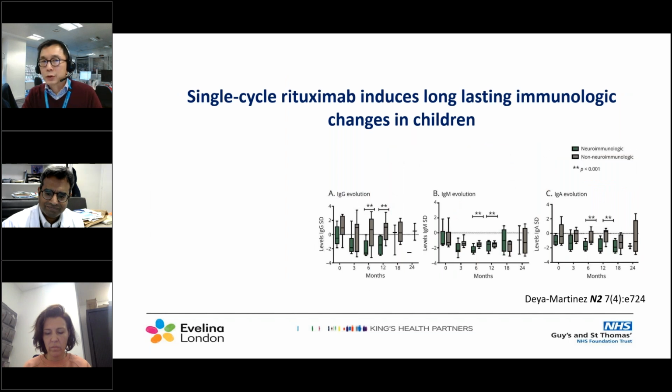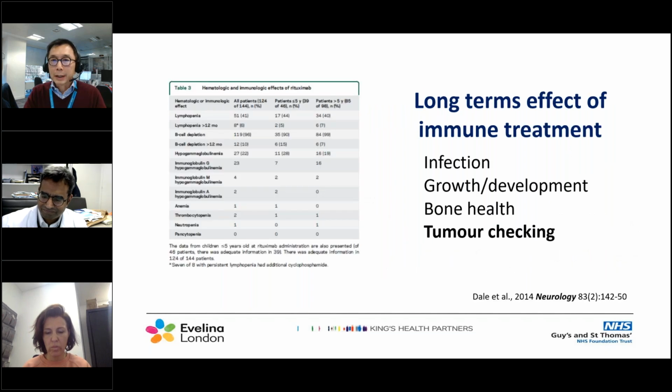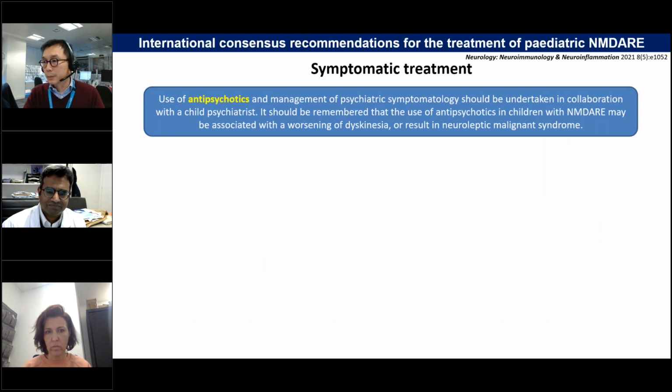But we always come back to there's no free lunch. Even a single cycle of rituximab can induce long-lasting immunological changes in children, particularly in young children, or with the more intense regime. And the longer-term side effects are poorly documented, and we really need to start thinking about collecting registries for these patients. Don't forget that the whole patient is a whole, so symptomatic treatment is as important.